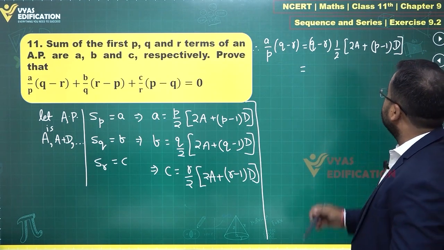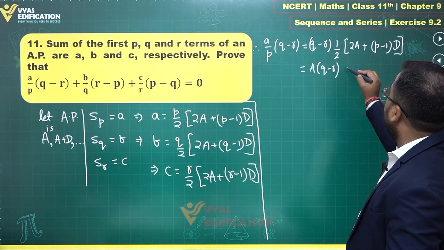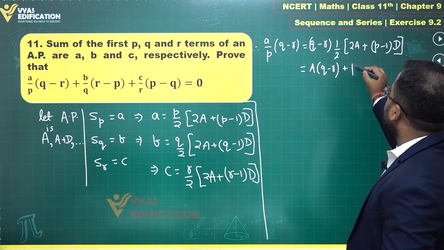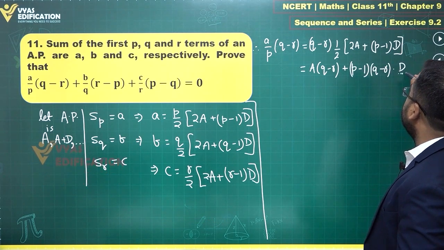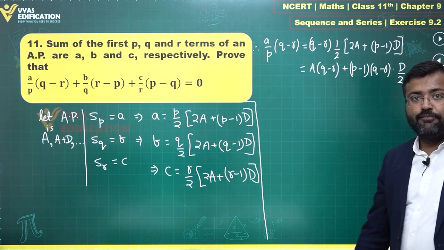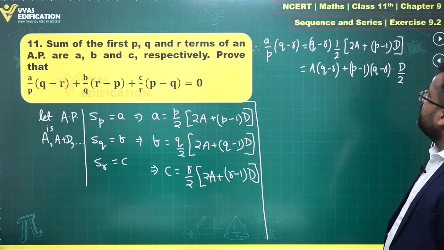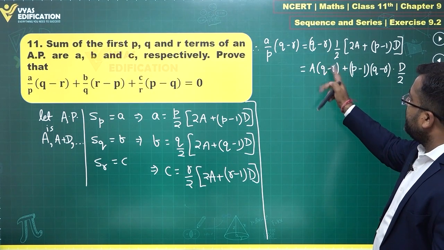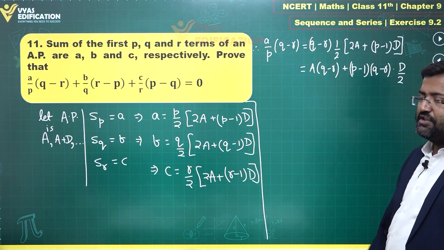Okay, and what does that give me? This will be A times Q minus R plus P minus 1 times Q minus R times D by 2. Please take a look at this. This is what you get. This expression is equal to this. Half times Q minus R multiplied by 2A will be this. Half times Q minus R multiplied by this will be this expression.